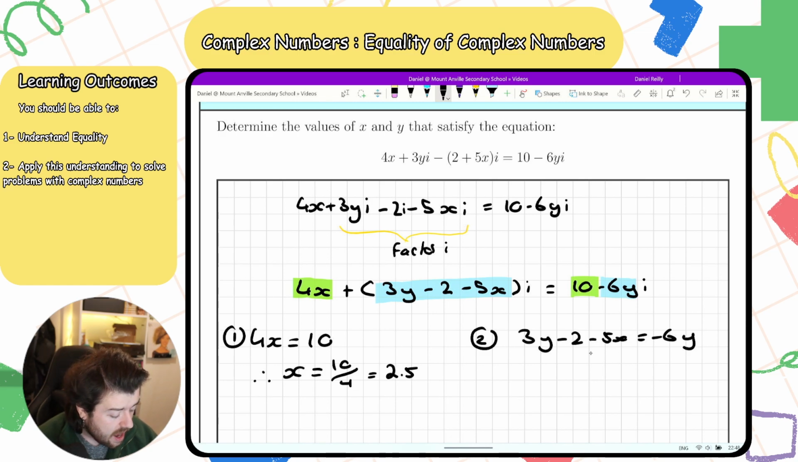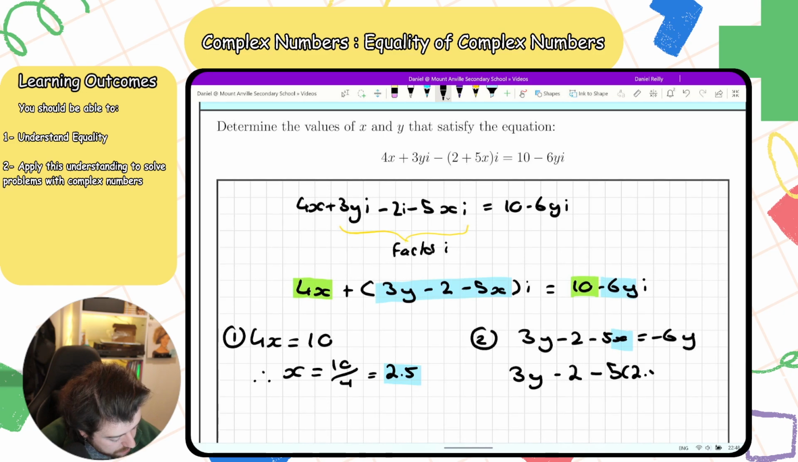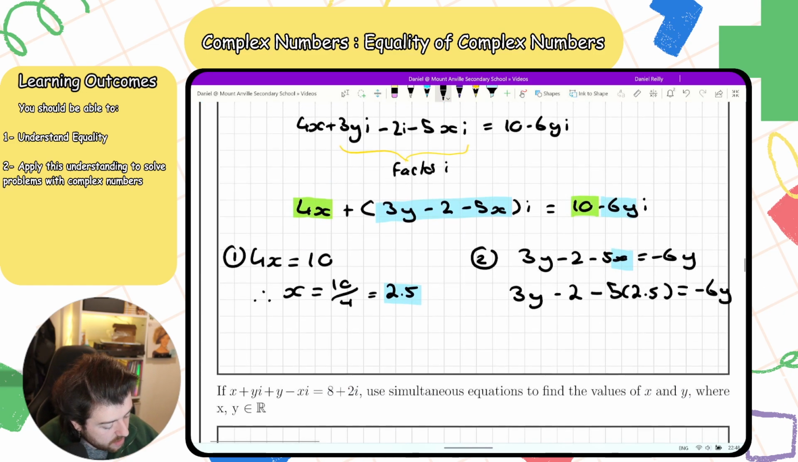So we see here I have things in x and y, but I know what x is from my first equation. x is equal to 2.5. So sub that in, I get 3y minus 2 minus 5 times 2.5 equals minus 6y. So letters to the left, numbers to the right.